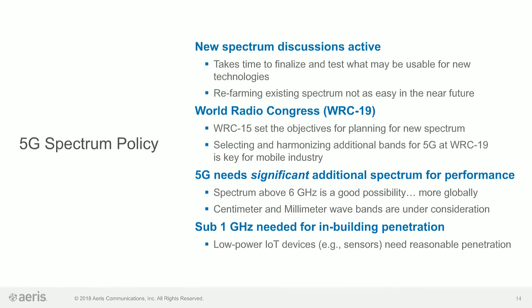The next slide discusses the spectrum issues. Obviously, 5G has some significant performance requirements, which are very difficult to achieve unless you can potentially deploy them in new spectrum. Those spectrum discussions are active. They've been active for a few years now because it takes time to finalize and test those spectrum bandwidths to see what might be usable for these new technologies. In particular, they want to make sure that they allocate new technologies which have higher bandwidths so you can support the throughput that is necessary.